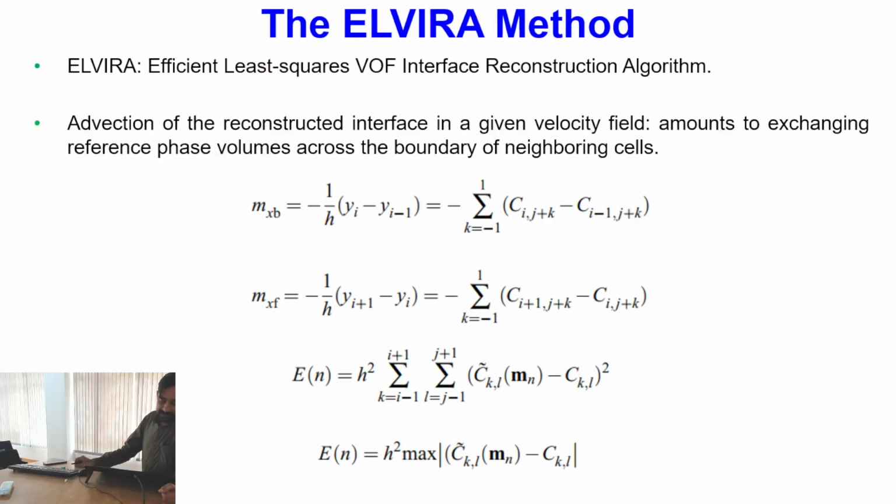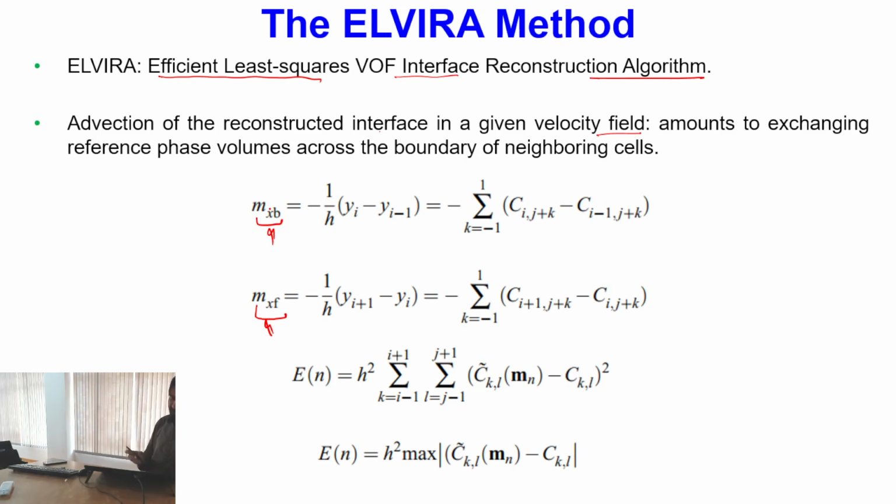Next comes the ELVIRA method. ELVIRA is typically called the efficient least squares volume of fluid interface reconstruction algorithm. Okay, so in this ELVIRA method, advection of the reconstructed interface in a given velocity field deals with the amount of reference phase volume exchanged across the boundary of the neighboring cell. That we already know. So here you can see this is the extension. What I told you, that I can also calculate the slope using which method? Backward as well as forward.